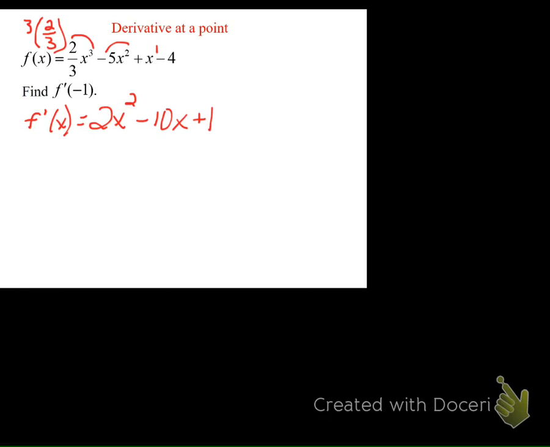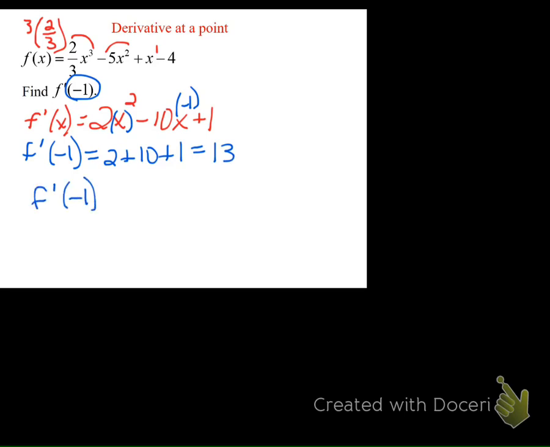So that's my derivative. But now, this question is asking me to evaluate that derivative at negative 1. So now I plug in negative 1 for all of my x's. And I can do that in my head. Squaring a negative 1 would give me 1 times 2 is 2. Plugging in negative 1 here, you'd get a positive 10 plus 1. So I get a total of 13. So the answer to the question, what is f prime of negative 1? The answer to that question is 13.